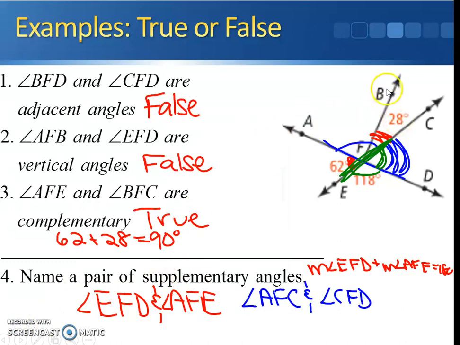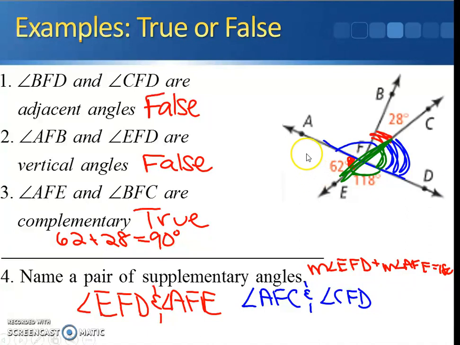Let's go over. Angle BFD and angle CFD are adjacent angles? False. They're not next to each other. CFD is part of BFD, so they're not next to each other. So it's false. Angle AFB and angle EFD are vertical angles. False. They're not across from each other.